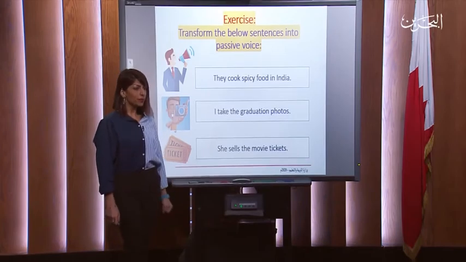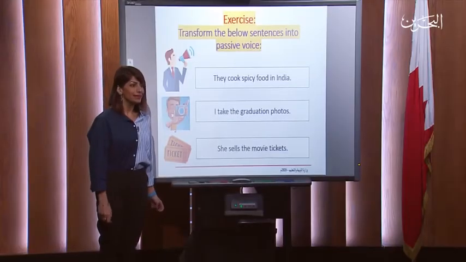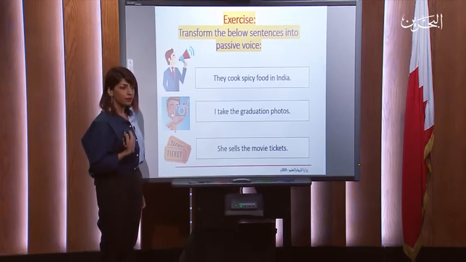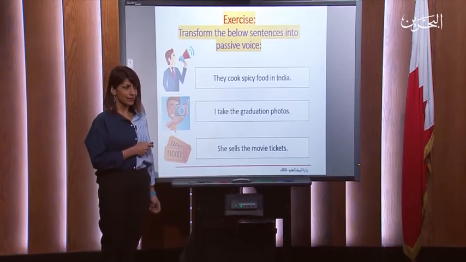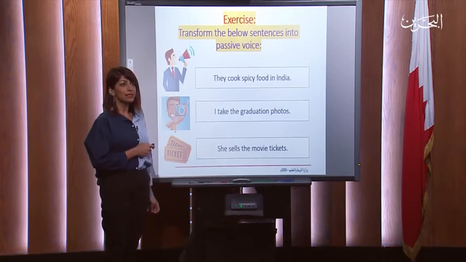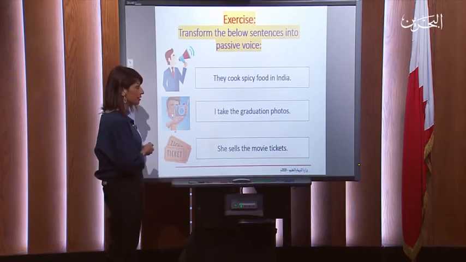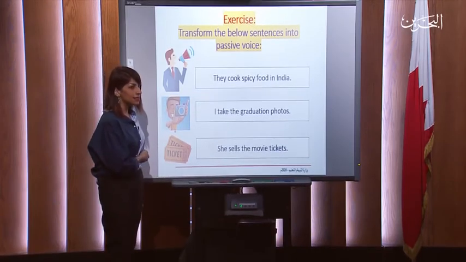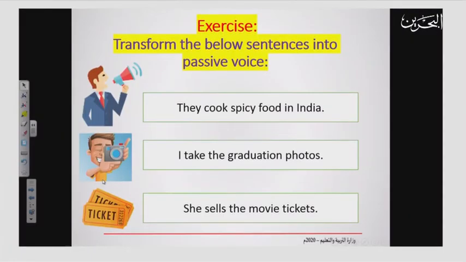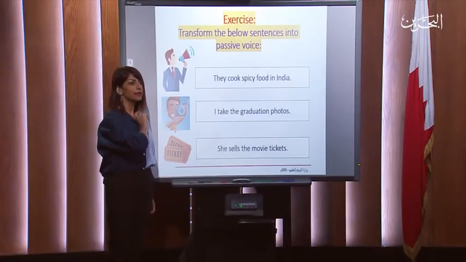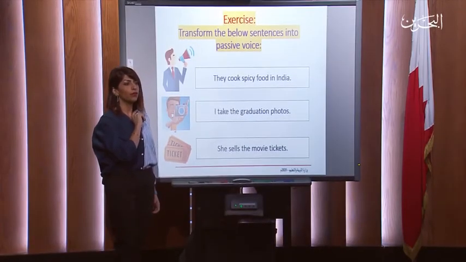So, time is up. Now we will check the answers together. Let's move to the first sentence. They cook spicy food in India. What do I have to do? As I have previously mentioned, I have to bring the object at the beginning. So, the object here is spicy food, which means it is singular. We didn't say foods, we just said food, which is singular. So, spicy food is cooked. What did I do? I brought the object at the beginning, I added is because it's singular, and cook, I made it cooked, the third form of the verb.